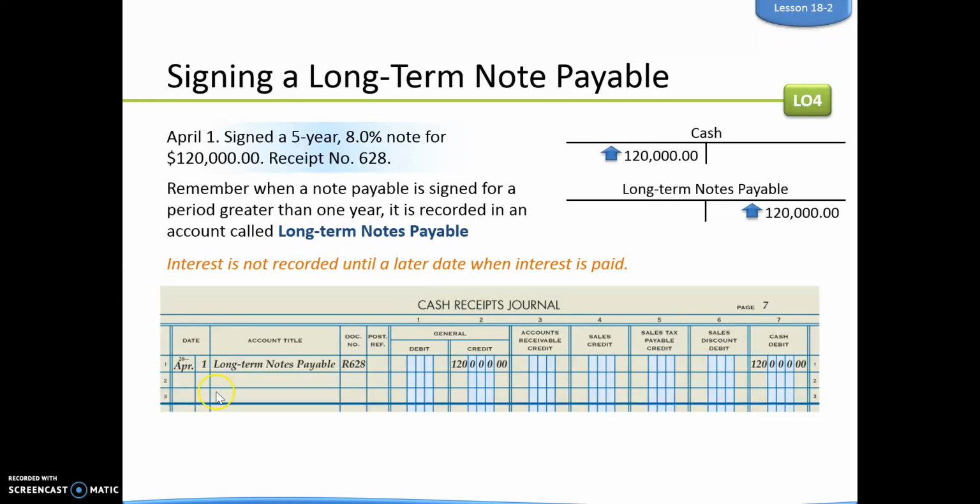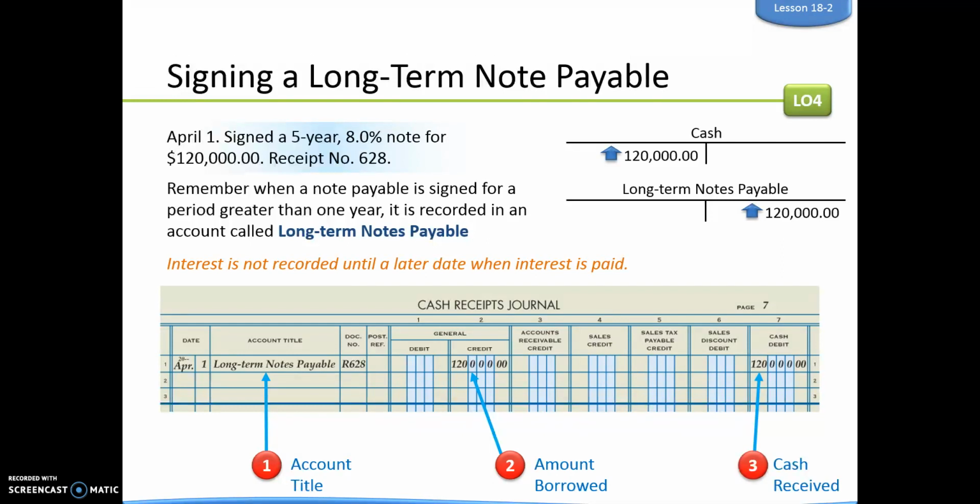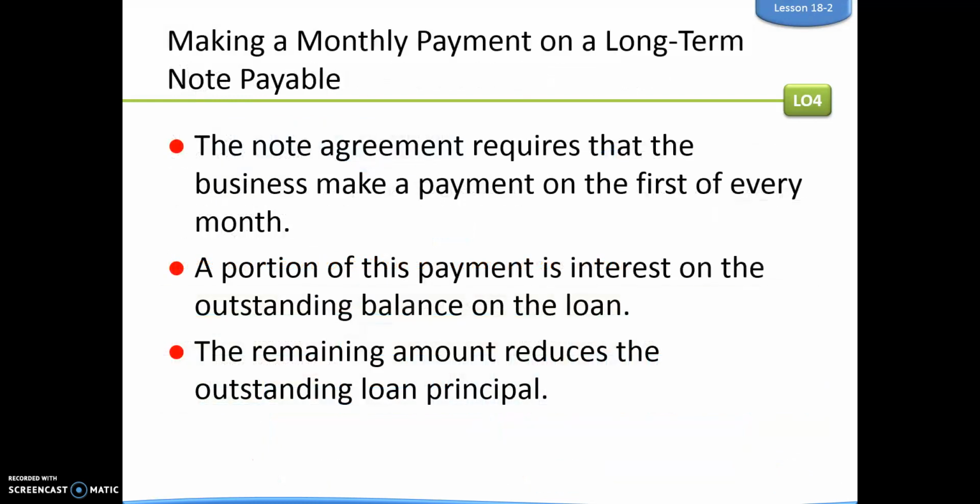And so it'll go in our cash receipts journal because we are receiving the cash. So it'll be long-term note payable for a credit, cash for a debit. Notice that there isn't anything about the interest right now, because we don't actually record that until the interest is actually paid. So just keep that in mind.